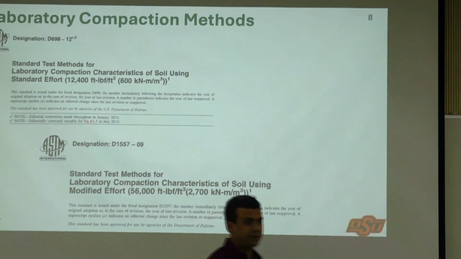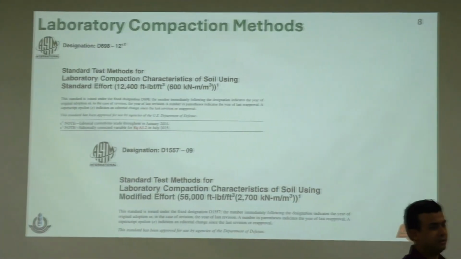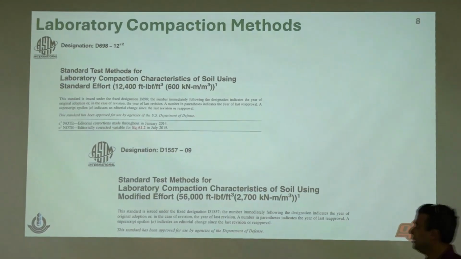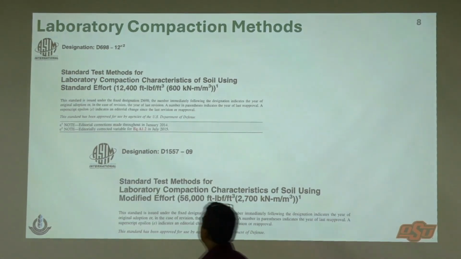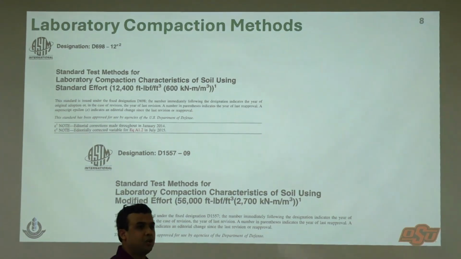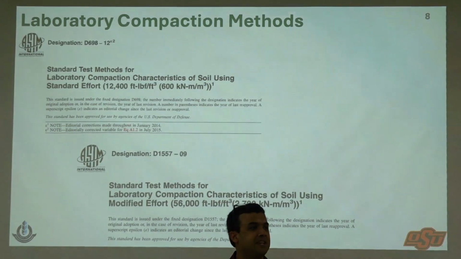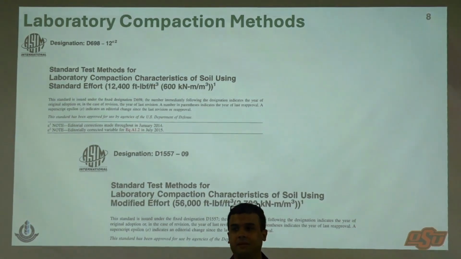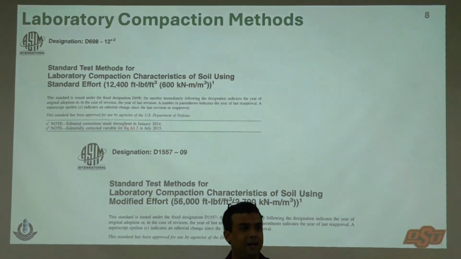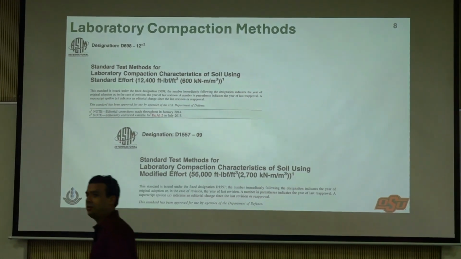Okay, read the first title. Somebody, I forgot your name, I'm sorry. Yeah, read the first one. 600 kilonewton meter per meter cube, right? What's missing? What's missing from this title? Proctor, right? What's the second one? Who's going to read the second one? Akshay, you want to read the second one?